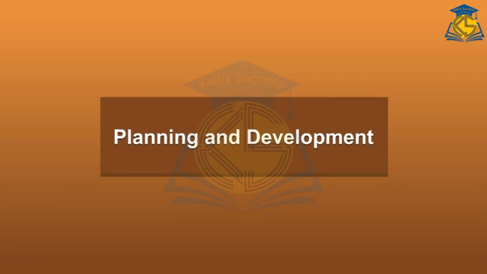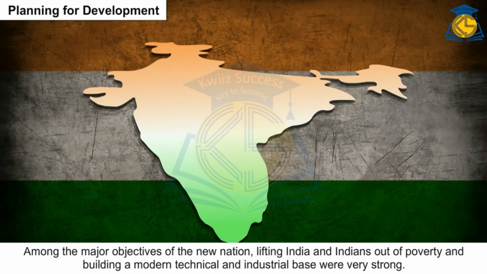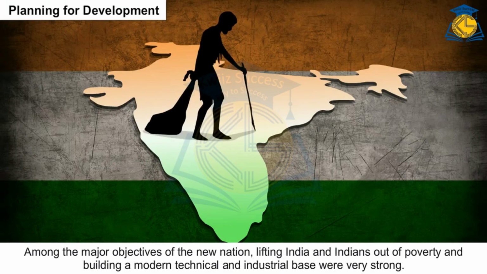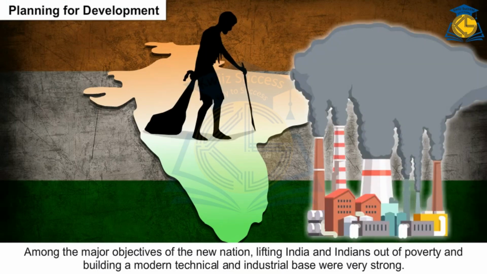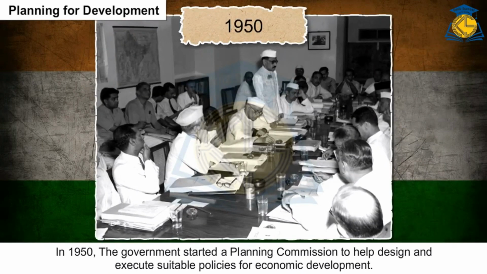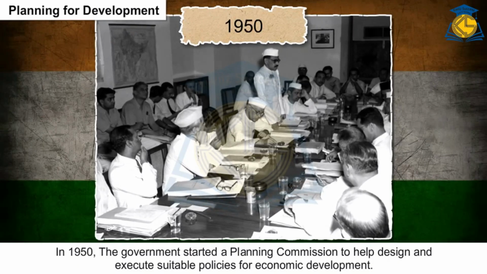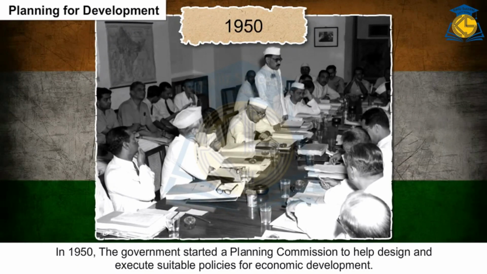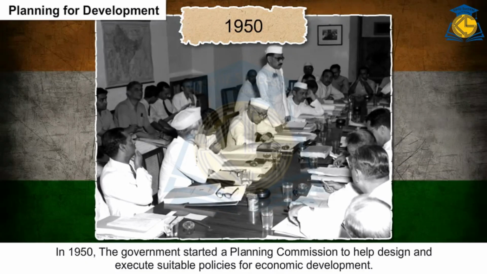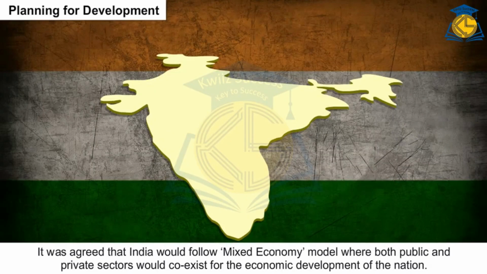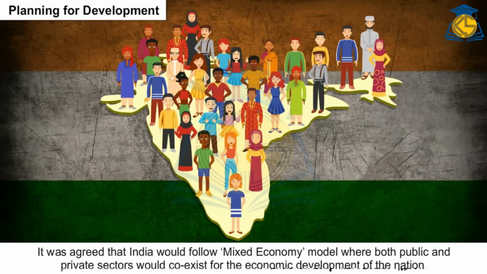Planning and development. Among the major objectives of the new nation, lifting India and Indians out of poverty and building a modern technical and industrial base were very strong. In 1950, the government started a planning commission to help design and execute suitable policies for economic development. It was agreed that India would follow a mixed economy model where both public and private sectors would coexist for the economic development of the nation.